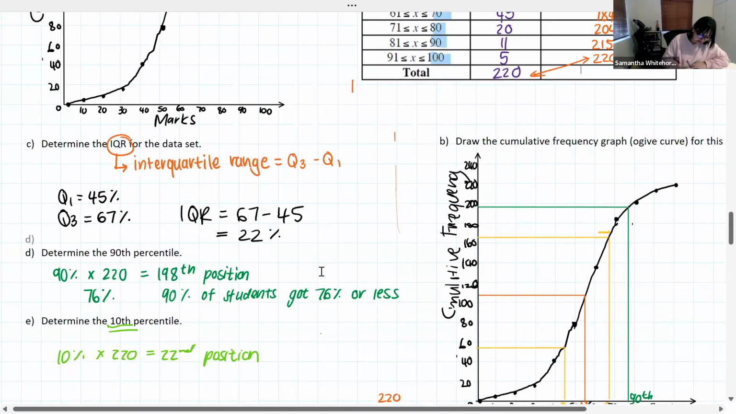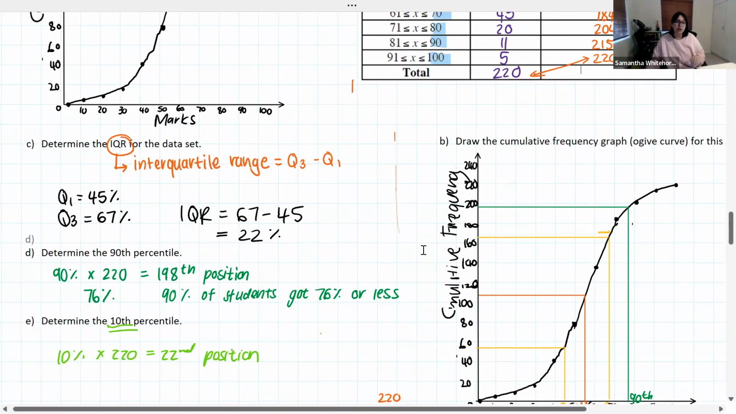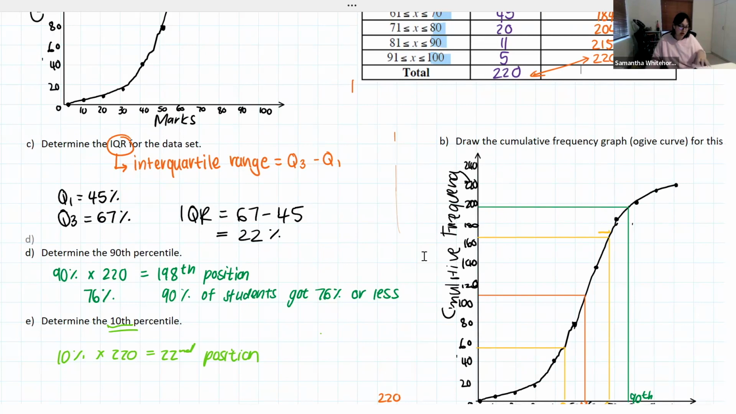Okay, so remember I said to you on Monday, this is one of the reasons why I don't particularly like using formulas to work out quartiles and medians and stuff, because a lot of you will just stop there. That's not what I'm asking you for. I'm asking you for the mark that indicates the 10th percentile. So yes, you found the position, but you now actually need to go and read it off.